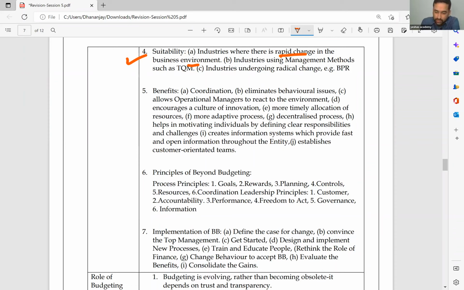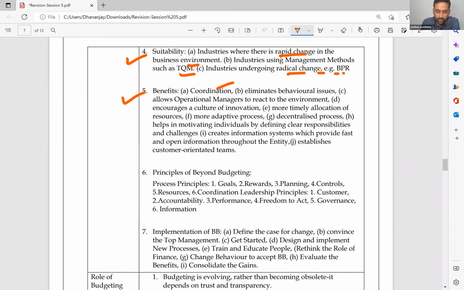Second, industries using management methods such as total quality management, TQM, we have already discussed. Industries undergoing radical changes, example, business process re-engineering, where your competitors are coming up with new ideas every now and then, new products every now and then, new feature in the product every now and then. You can't prepare one budget for the whole year and try to achieve only that number. You have to redo, re-prepare, revise your budget depending upon the market condition.